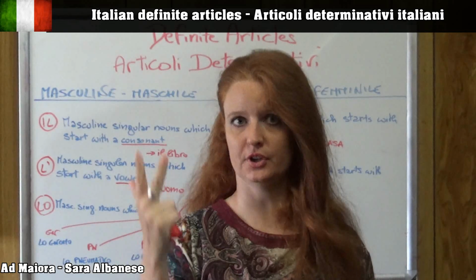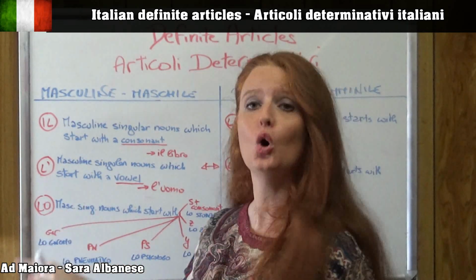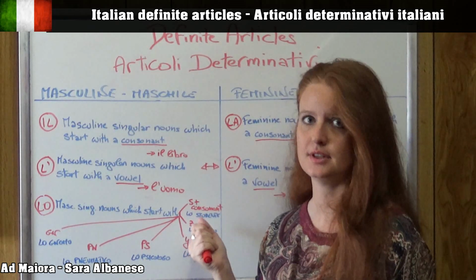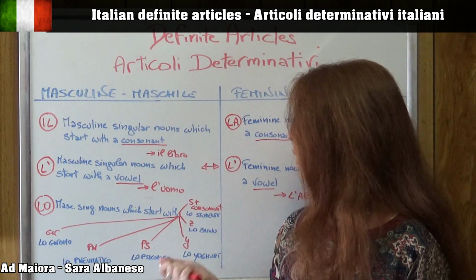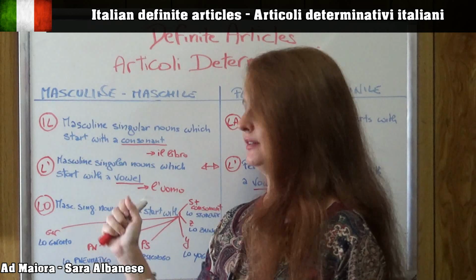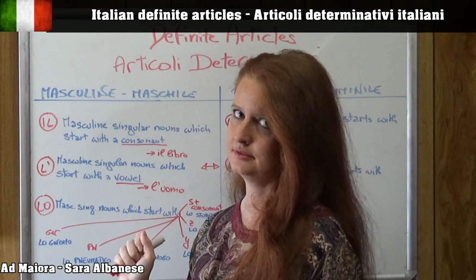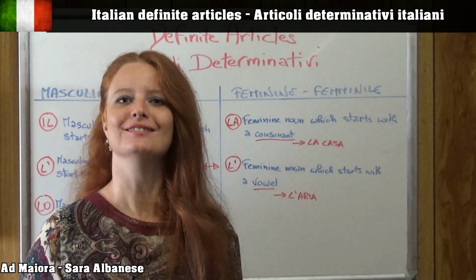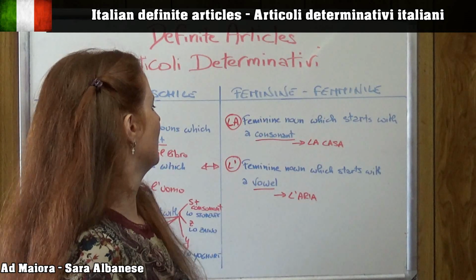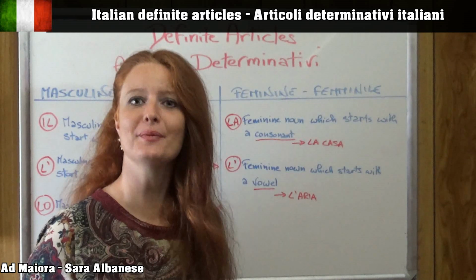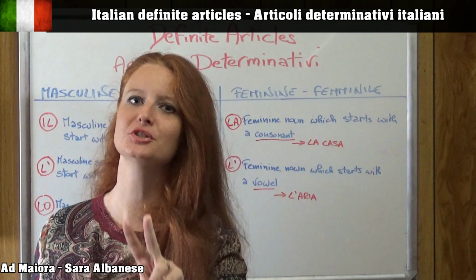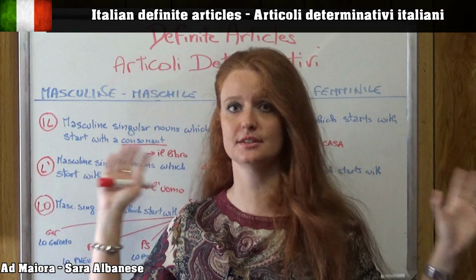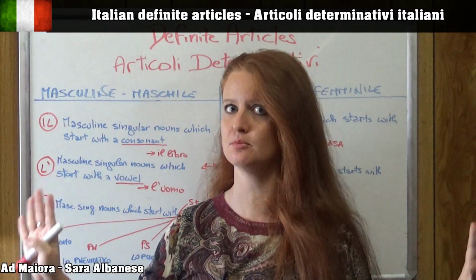L and apostrophe when they start with a vowel, and lo when they start with S plus consonant, with zeta or Z, as you prefer, Y, PS, PN, GN. Not so difficult, is it? So difficult, yeah. Well, take heart, because for the feminine version there are only two options and they follow exactly the same rule as the masculine version.